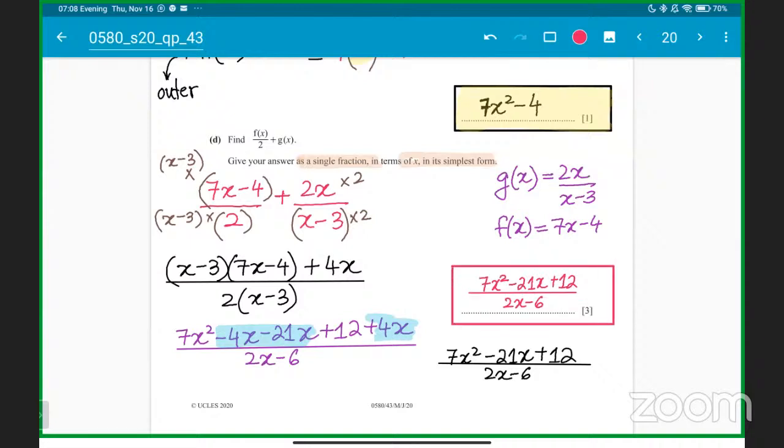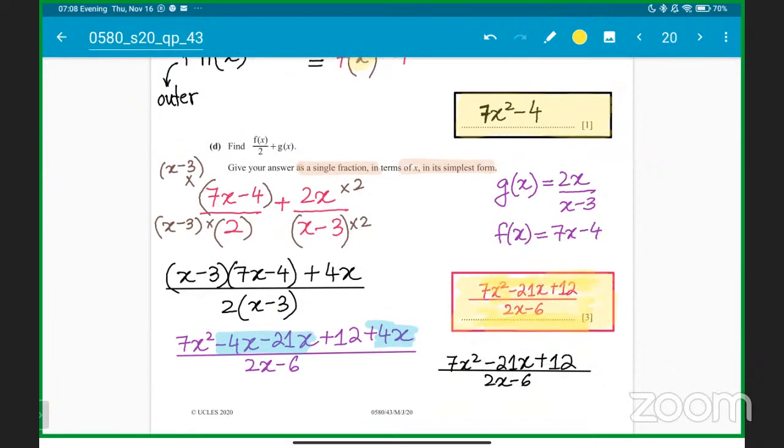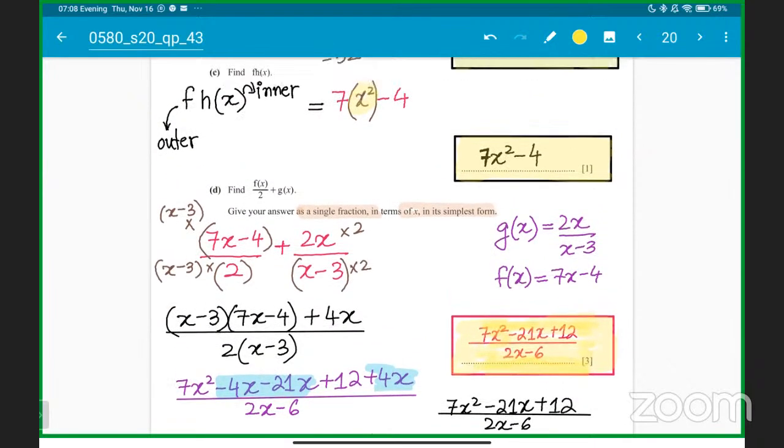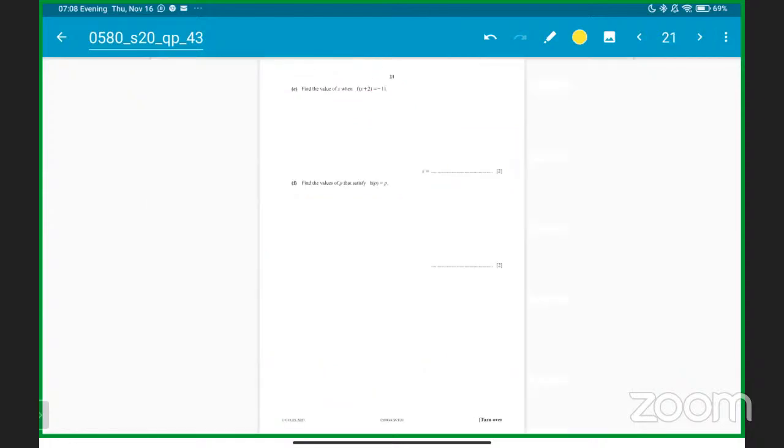Yes sir, this is the answer for this part D. Okay, any questions, anyone? Clear, this page is also done. No sir, we have got all marks on this page. So make sure you take a screenshot, copy this down, or whatever you think is feasible. Clear?